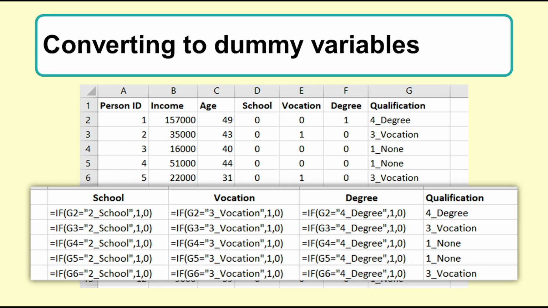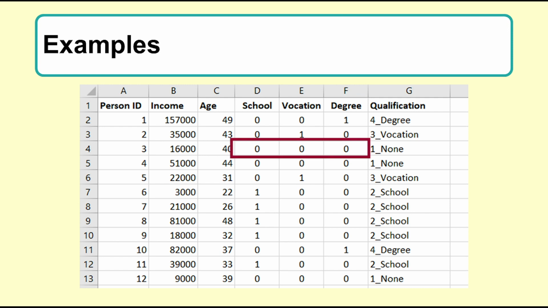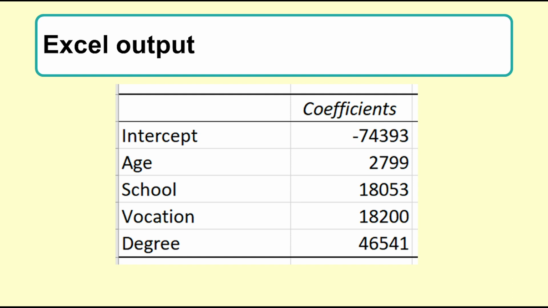You can see them here. Here are some examples. Tussie has a degree, so there is a 0 for school and vocational and a 1 for degree. Helen has no qualifications, so there are zeros in all 3 columns. And this is the output from the regression using Excel.